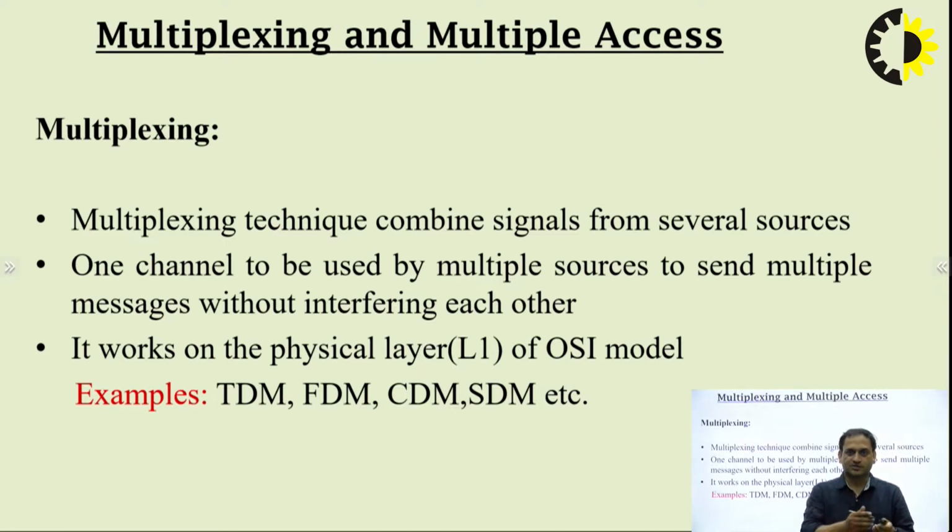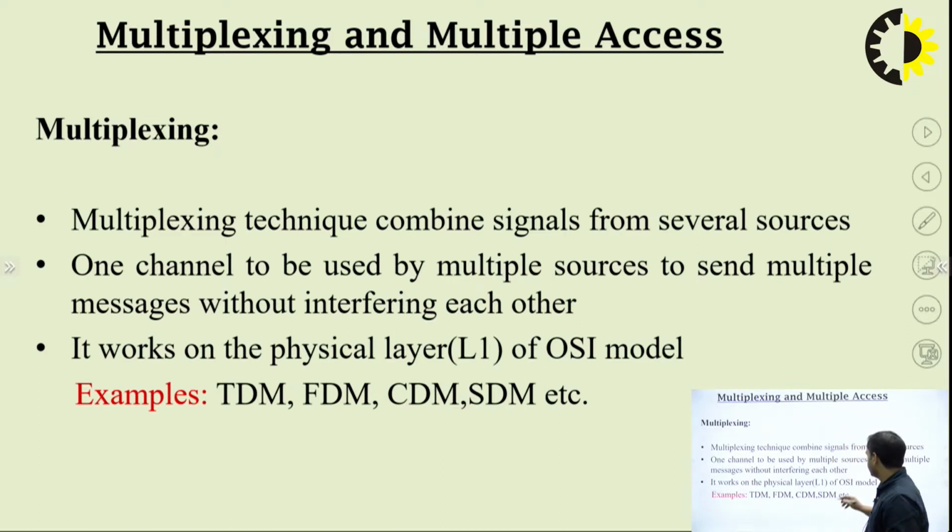So in short, multiplexing is when multiple users send data into a given channel, by combining the different users' data. There are different ways of defining the same thing, because as we said, it combines the data and uses one channel. This channel is the L1 layer, or the physical layer, of the OSI model.